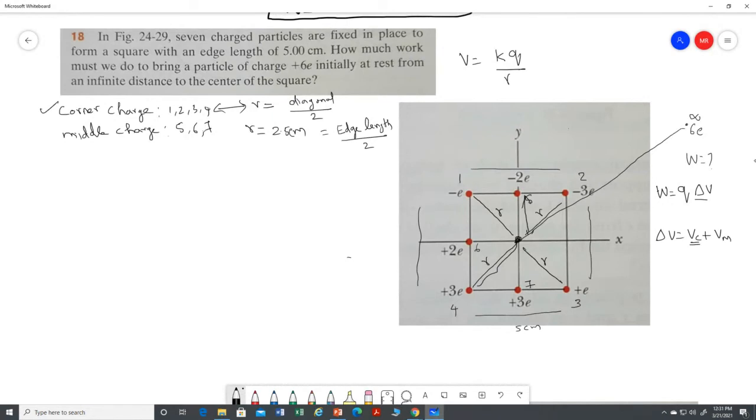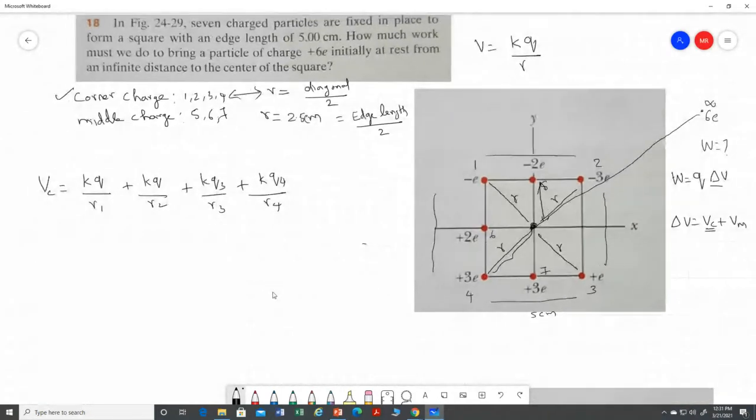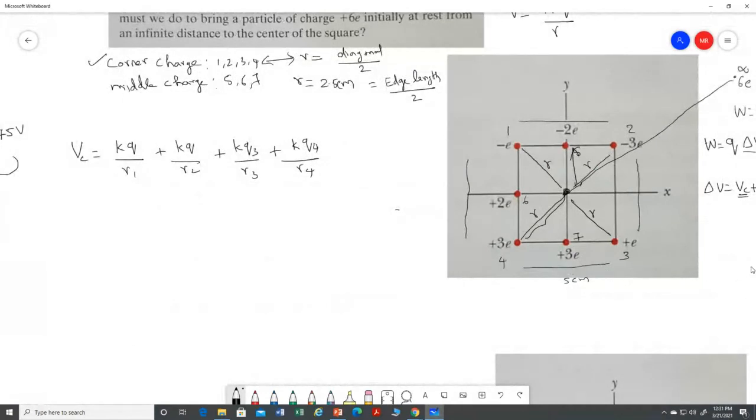What is the formula for the potential for the corner charge? I have 4 charges. So KQ1 over R1 plus KQ2 over R2 plus KQ3 over R3 plus KQ4 over R4. Am I right? This is for the corner. So I'm going to write the potential only for the corner. That means KQ1, Q2, Q3, Q4.